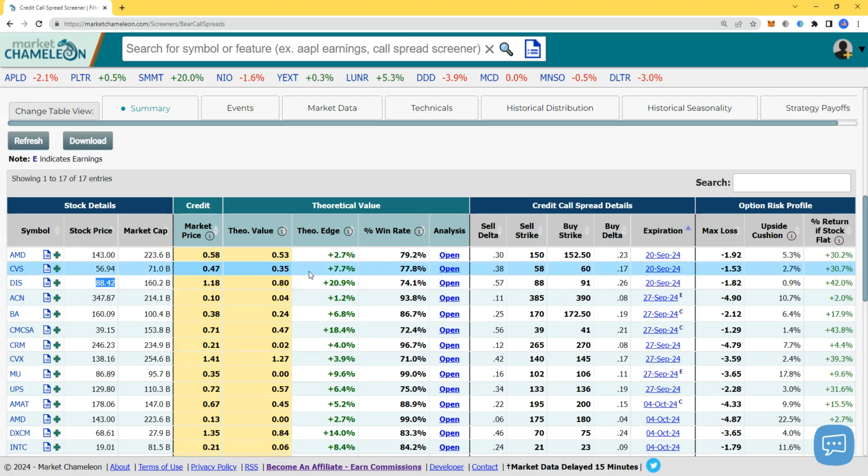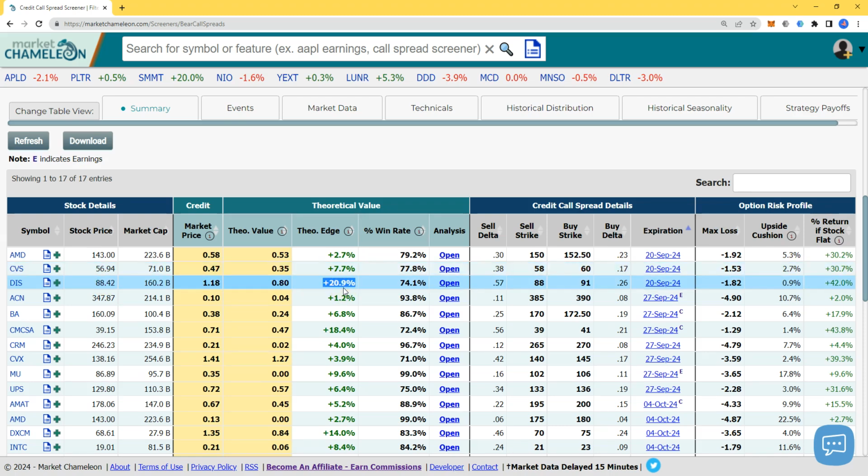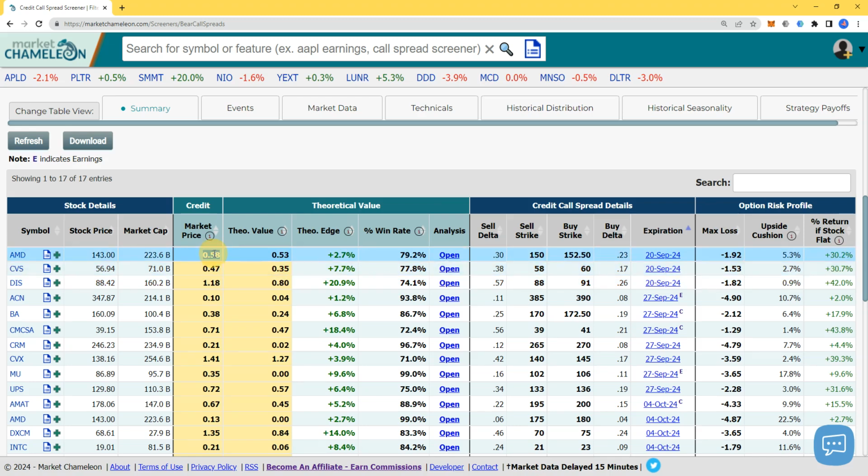Disney at 88, 20% edge. This is interesting. It tells you to sell the 88 and buy the 91, so you assume that Disney will go down. Again, you are bearish on the stock, but in here you collect 118 bucks compared to 80 bucks based on history. I'll probably do the AMD, not financial advice.